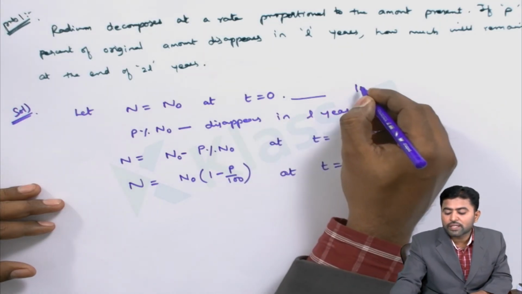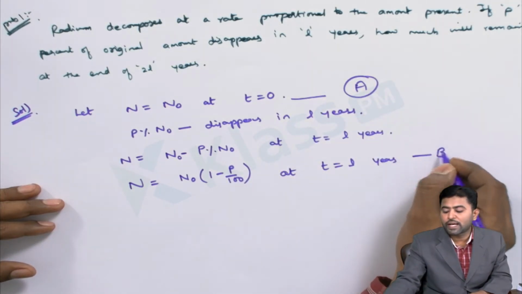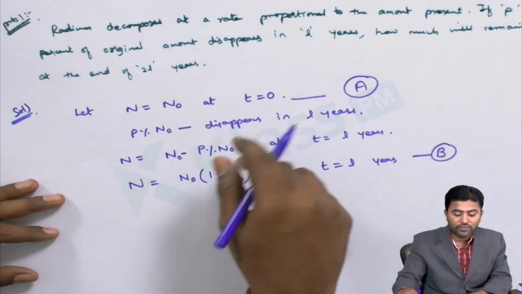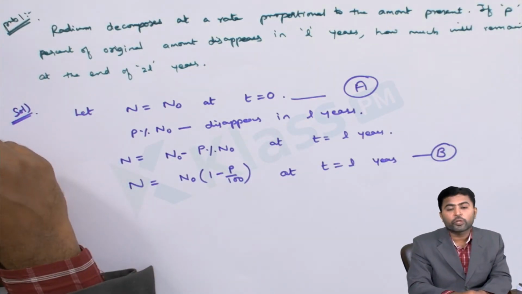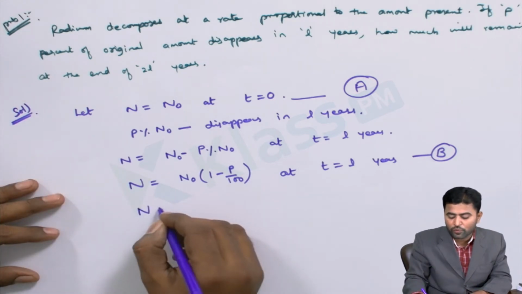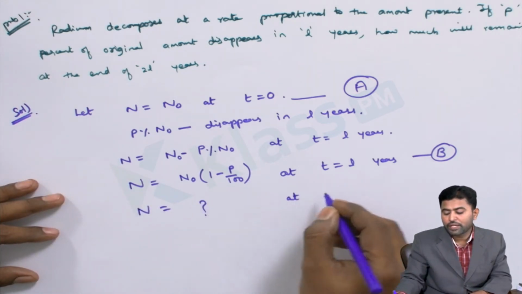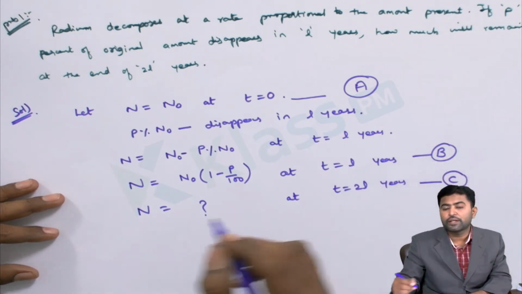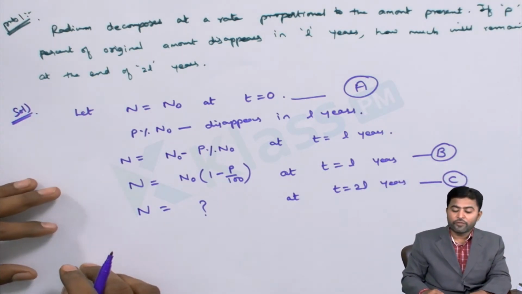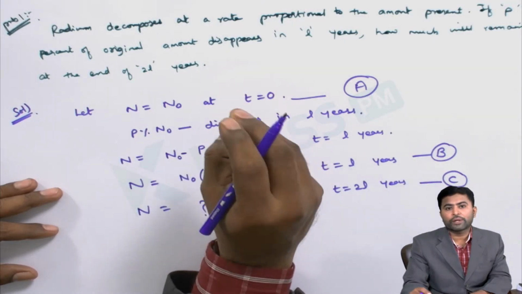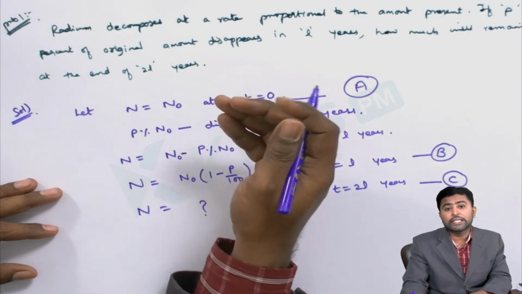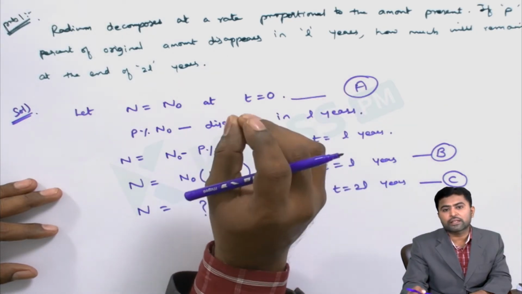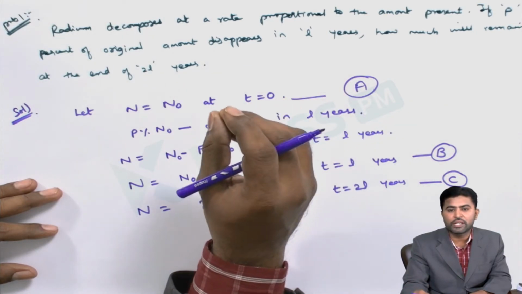I'll mark this as A and this as B. Then next, what is said is how much will remain at the end of 2L years. So n is equal to question mark at t is equal to 2L years. I take it as equation C. If you observe this problem, whatever the initial amount was, it is decreasing as the time is increasing. So this is clearly a problem of decay.